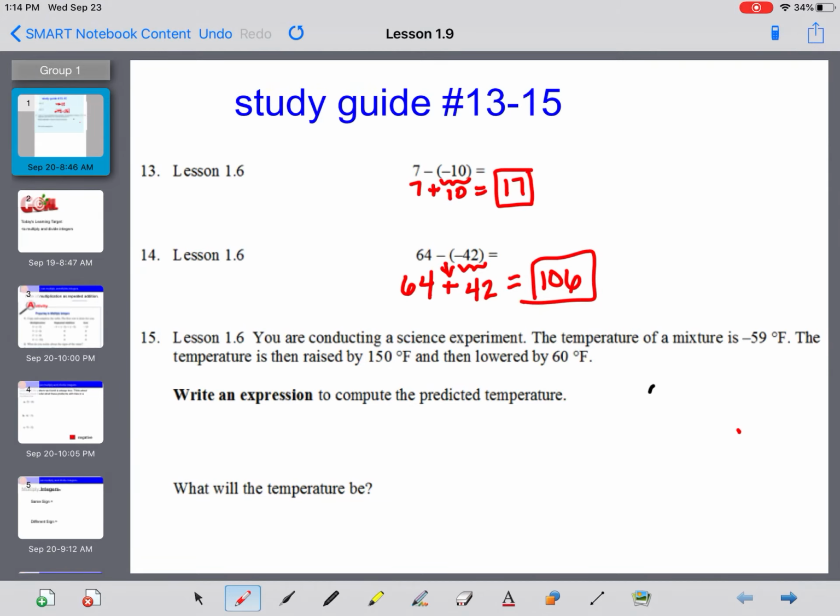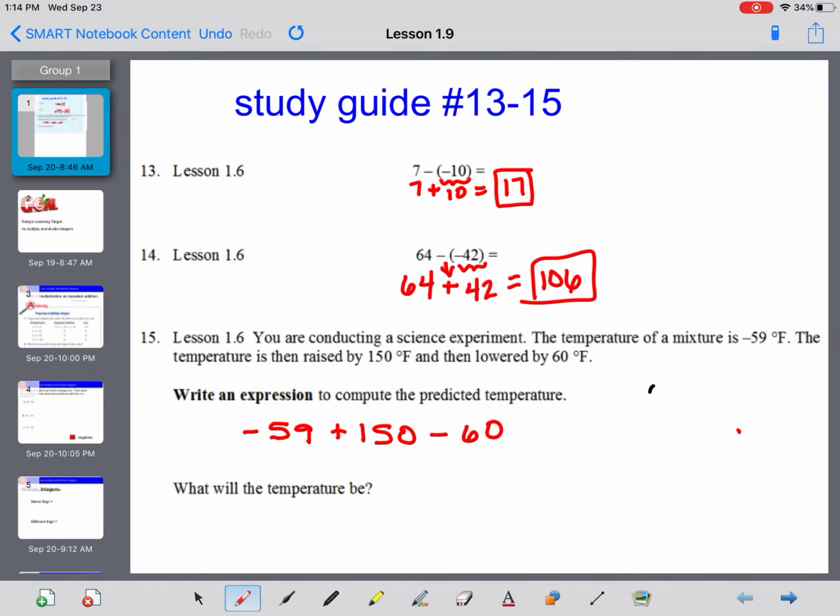The next problem, you are conducting a science experiment. The temperature of a mixture is negative 59 degrees Fahrenheit. The temperature is then raised by 150 degrees and then lowered by 60 degrees. Write an expression to compute the predicted temperature. So if it says lowered, we're going to subtract. If it says raised, we're going to add. So you should have written negative 59 plus 150 minus 60.